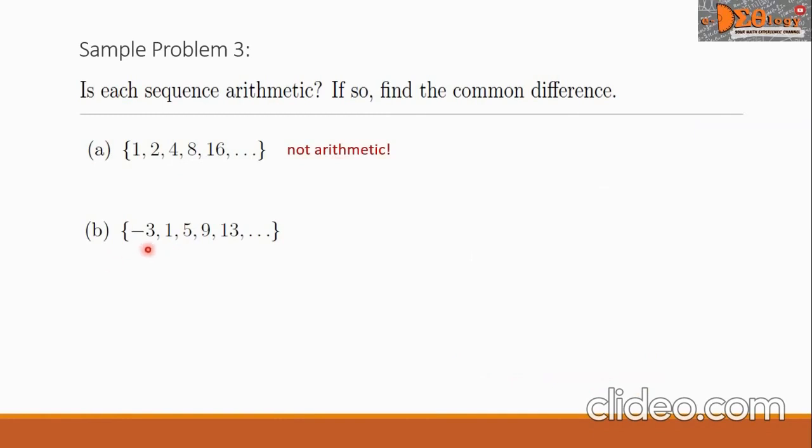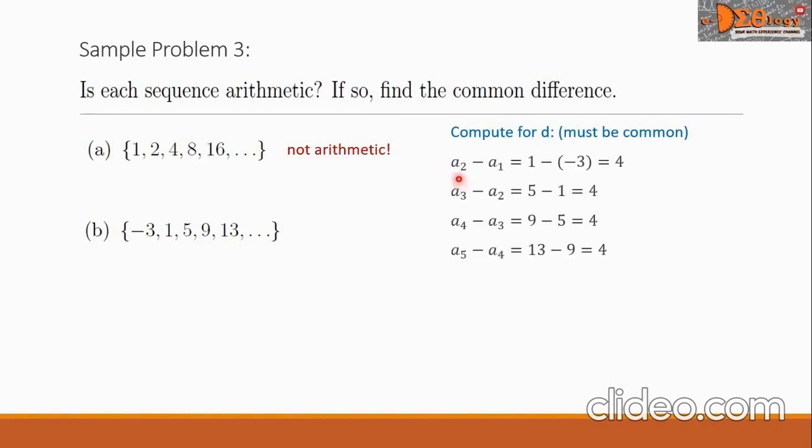The first term is -3, second is 1, third term is 5, fourth is 9, fifth term is 13. Again, we will compute for D, and it must be common. A sub 2 minus A sub 1 equals 1 minus -3, and that is equal to 4. A sub 3 minus A sub 2 equals 5 minus 1 equals 4.